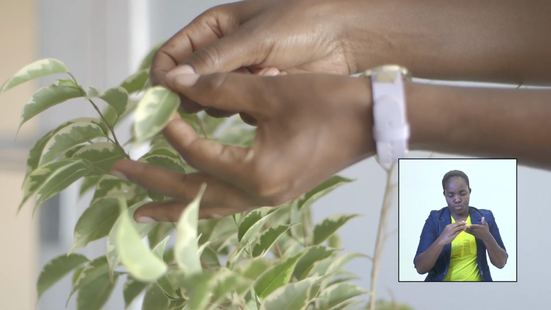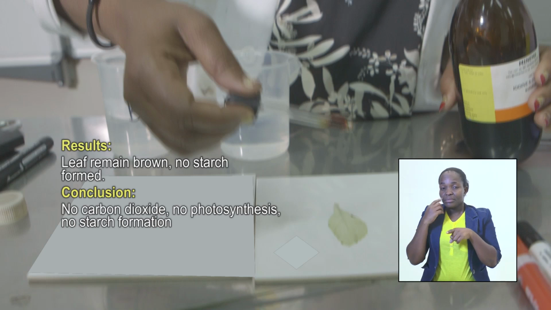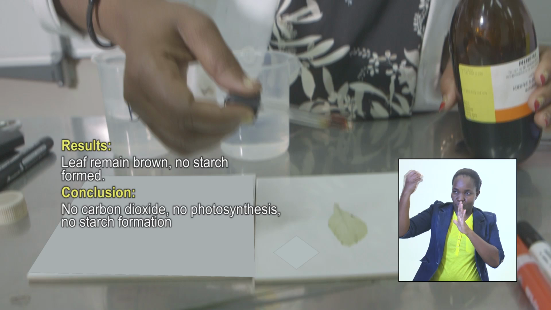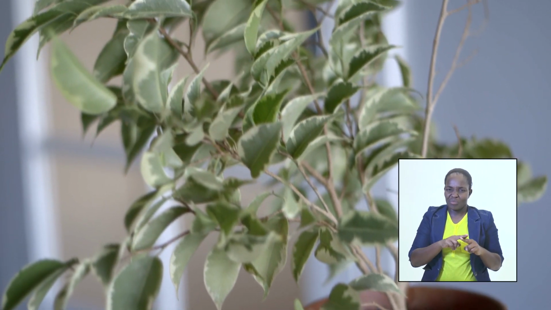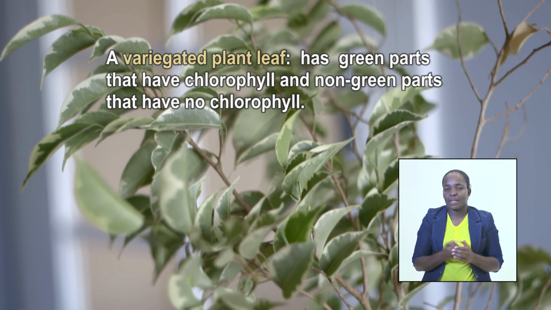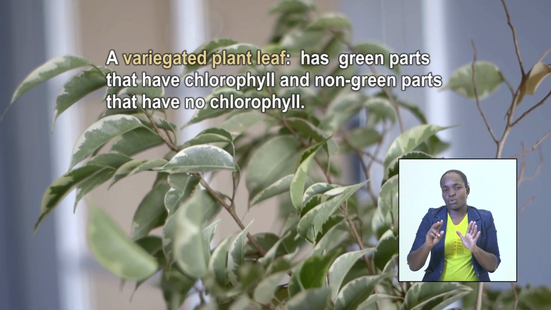Then test for the presence of starch in the leaf. We test as before with a pipette and iodine. By the way, why do we use a variegated leaf for this investigation? The reason is it is a variegated leaf, which has some leaves with green parts that have chlorophyll and non-green parts that have no chlorophyll.